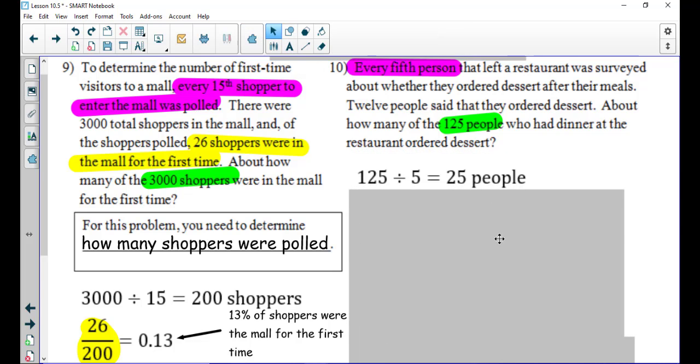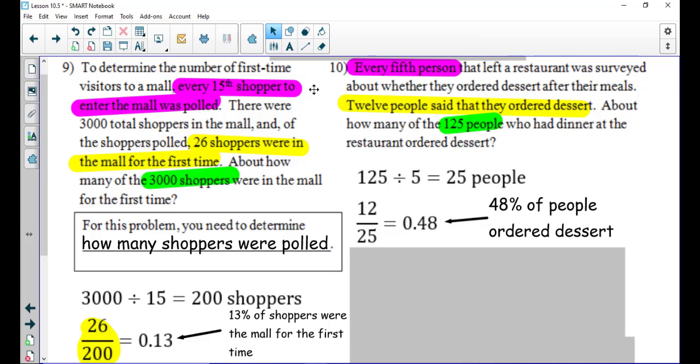Take 125 divided by 5 and we get a sample size of 25 people. We know that 12 people ordered dessert, so that would be 12 out of 25 for my sample. 12 divided by 25 gets us 0.48. So we would expect 48% of people to order dessert. I would be one of those for sure.